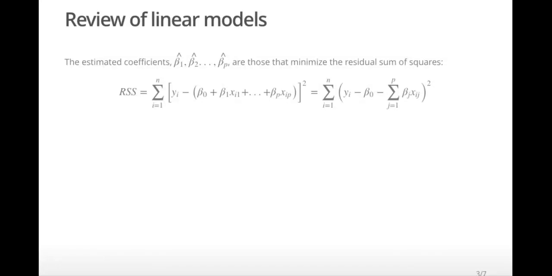When we fit linear models using ordinary least squares, the estimated coefficients, beta 1 hat through beta p hat, are those that minimize the residual sum of squares, RSS for short. That is, we find the beta 1 through beta p such that the sum of the squared differences between the actual and fitted values is as small as possible. Keep in mind, RSS will decrease as the number of terms in our model increases, even if those terms are random noise, or garbage variables, as I like to call them.